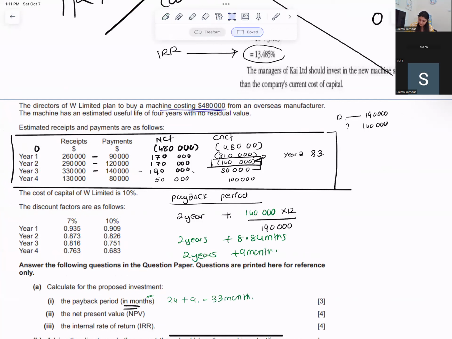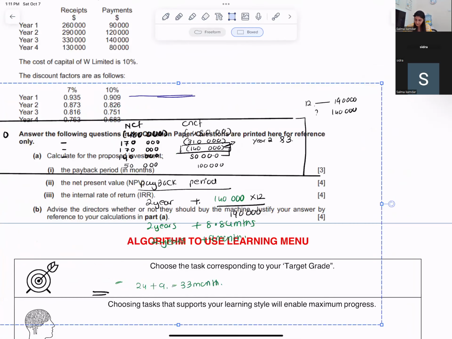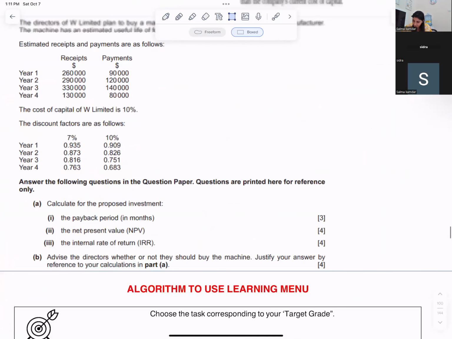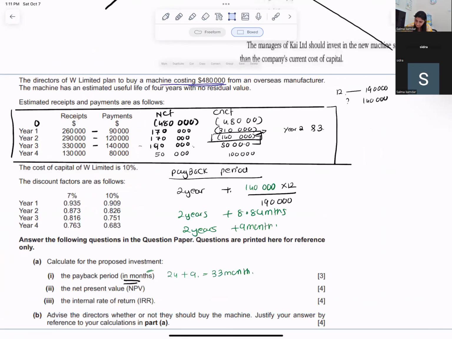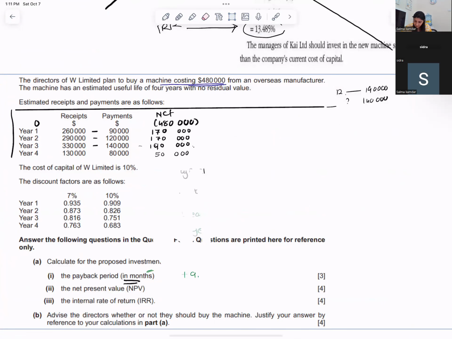Now they want you to calculate the NPV. Again, the net cash flow we've already made, and to that we need to multiply the discounting factor. What is the discounting factor? The cost of capital is 10%, so you'll use the 10% discounting factor. So for year zero it will be 1, and then 0.909, 0.826, 0.7.